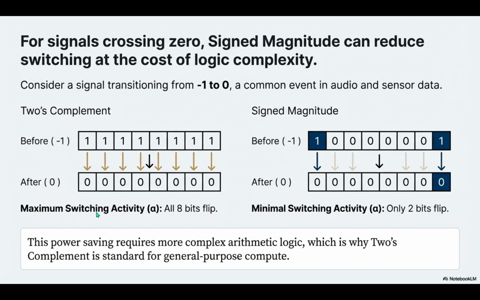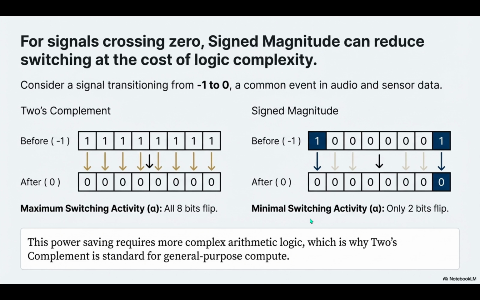How does signed magnitude help there? In signed magnitude, that same transition from -1 to 0 only requires 2 bits to flip, the sign bit and the least significant bit. The power saving for that one specific case is enormous. But there has to be a catch. The catch is that doing math with signed magnitude numbers requires much more complicated hardware. So you save power on the switching, but you pay for it with more complex logic. That's why two's complement is still the standard for general purpose computers, where arithmetic speed and simplicity are usually more important. Which brings us down to the very bottom of the funnel.